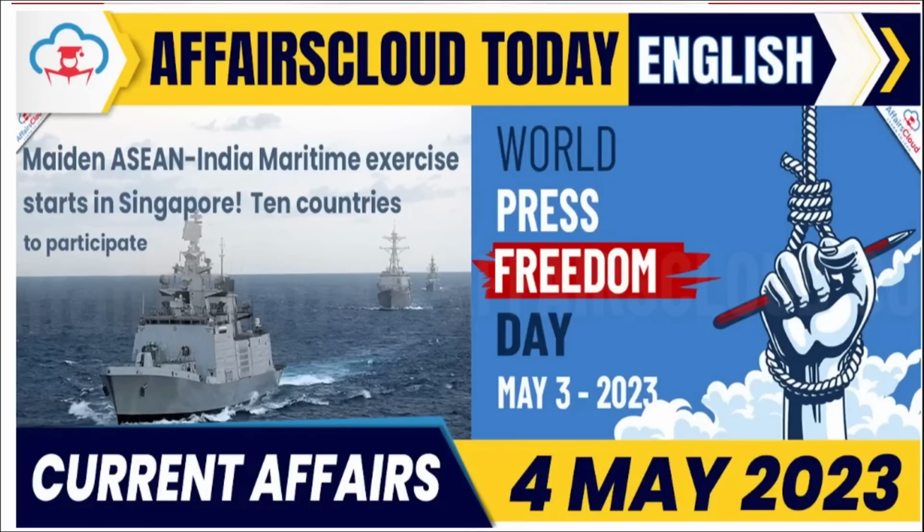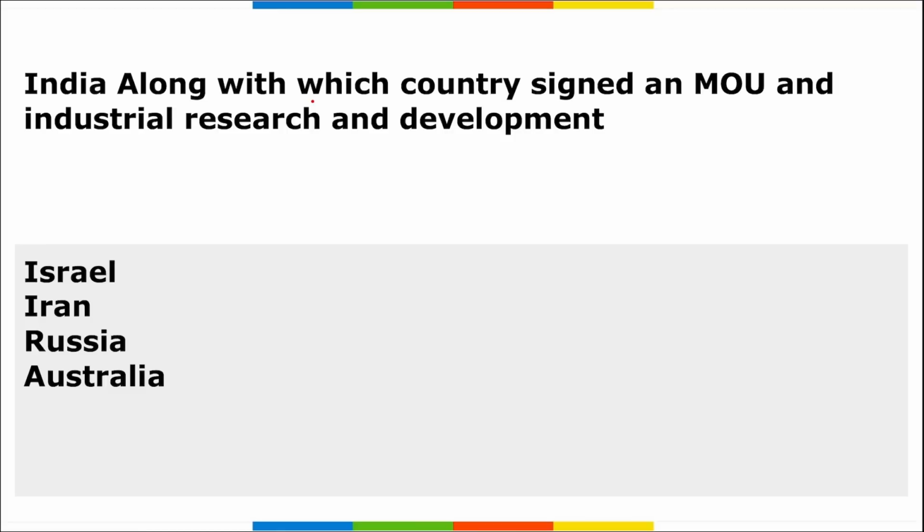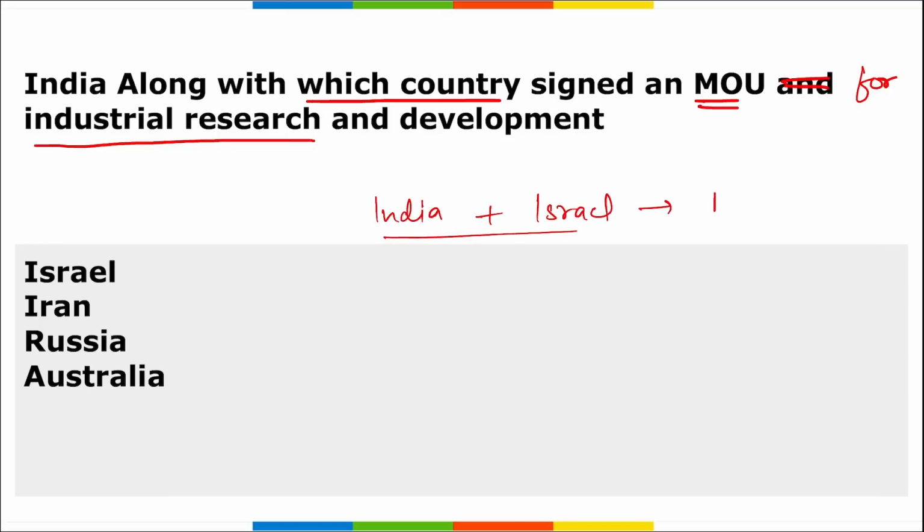So in this video we will be discussing important current affairs of 4th of May. So let's start. First question is, India along with which country signed an MOU for industrial research and development, right? For industrial research and development, recently India signed an MOU with which country? So India signed an MOU with Israel, and this MOU was for industrial research and development.